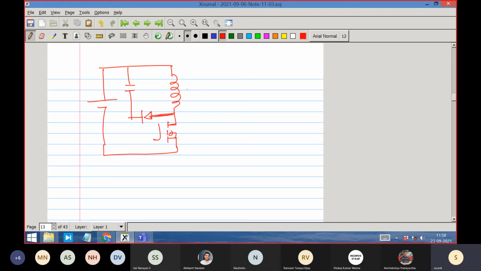They all come with a clamp circuit. Practical converters come with a clamp circuit, and that causes some loss as well. So a clamp circuit means I will take only during the off time of the switch. That's why the diode is there. Otherwise it would be conducting all the time. And take all the leakage energy and put it in a capacitor.